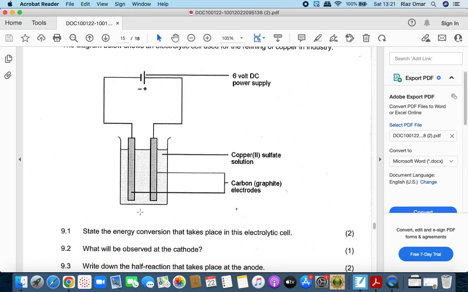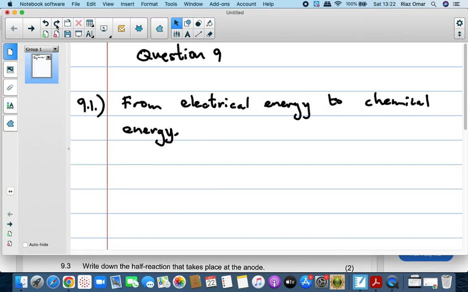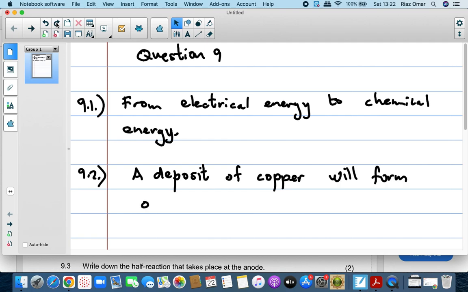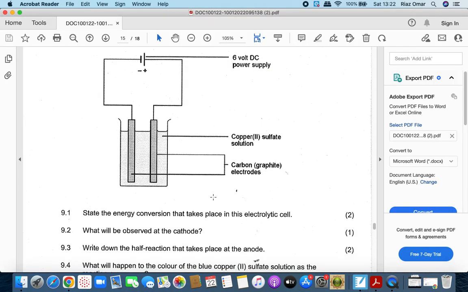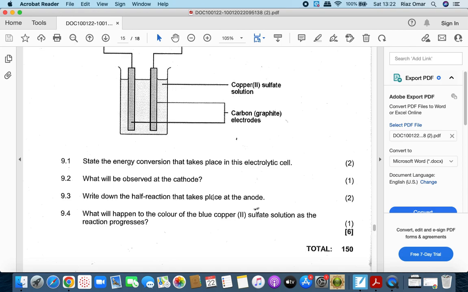So what will be observed at the cathode? We'll see that the copper 2+ ions in the solution become copper metal. It undergoes a reduction. What will you see? You'll see that the electrode gets a copper deposit. So we can say, 9.2, a deposit of copper will form on the electrode. The copper ions become copper metal and it's attached to the cathode.